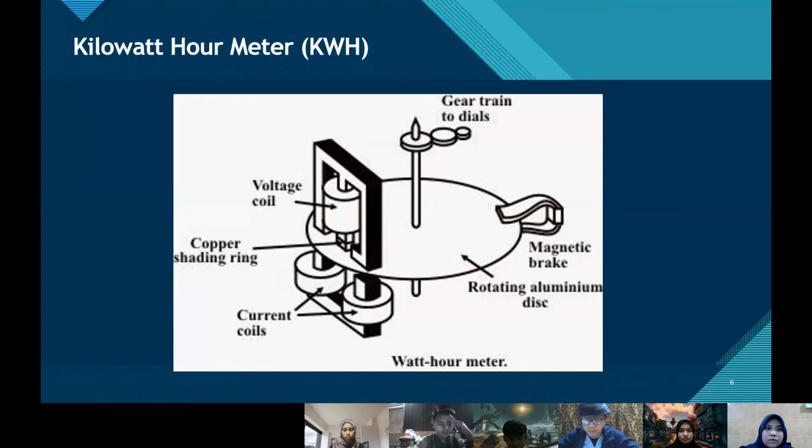Next is more detail about the kilowatt hour meter diagram. So we can see the voltage coil, gear train to tires, magnetic brake, rotating aluminium disc, current coil, and copper shading rings.